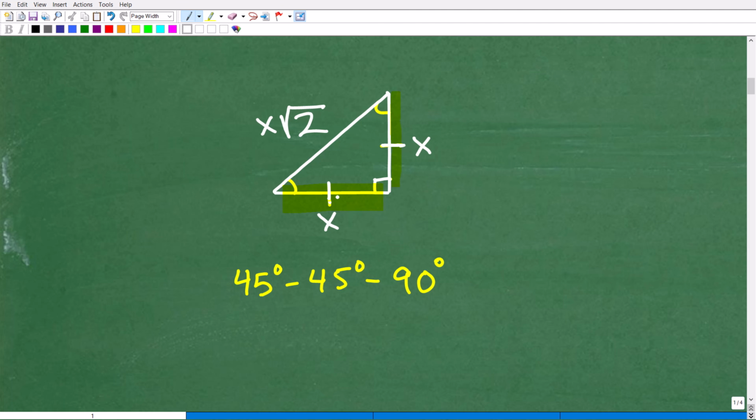But let's say I was just given a triangle, let's say it was like this. Okay, I'm going to sketch this out. It's 90 degrees, and you were given just that right there.